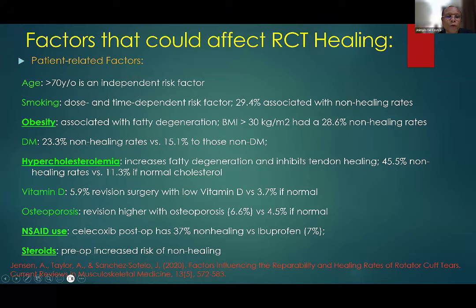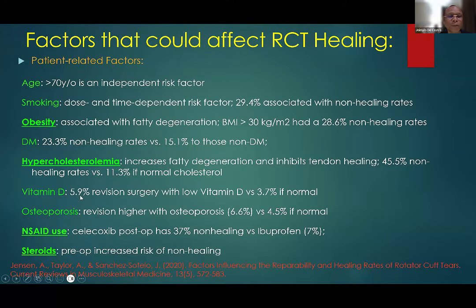That's why lifestyle change plays a very important role in the healing process of patients, in spite of what we do in terms of treatment. 45.5% non-healing rate versus 11.3% if normal cholesterol. So that's a big difference.